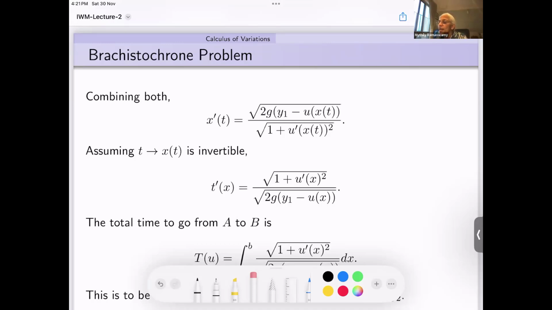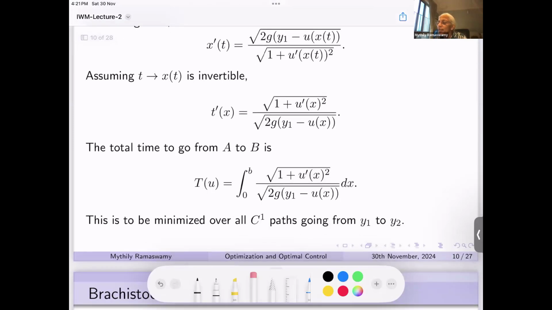So x prime of t I have written finally this way. Assuming the path t to x(t) is invertible, I'll get t prime of x to be the inverse of this. And then integrating t prime of x from 0 to b, I get the total time to slide from a to b, which will be the integral of this function. Now this is to be minimized over all the C1 paths u connecting y1 to y2. So this is the problem.